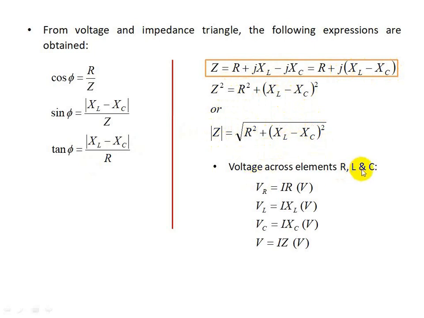Coming to the voltage across the different elements, voltage across resistance is the product of I into R, voltage across inductance is I into XL, voltage across capacitance VC is I into XC, and the supply voltage is I into Z. Z is the total impedance of the circuit.